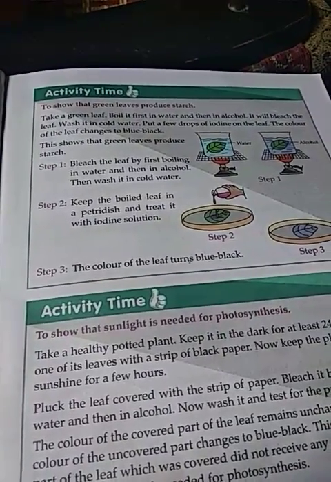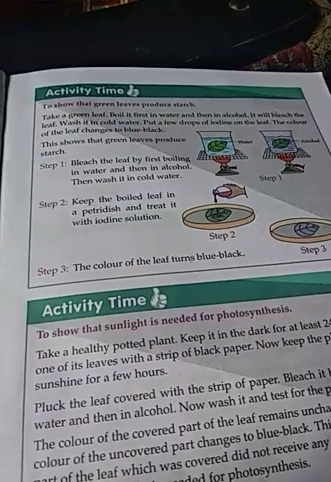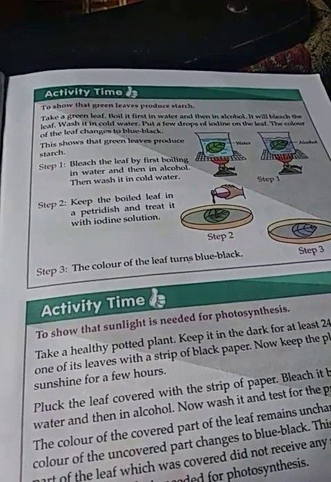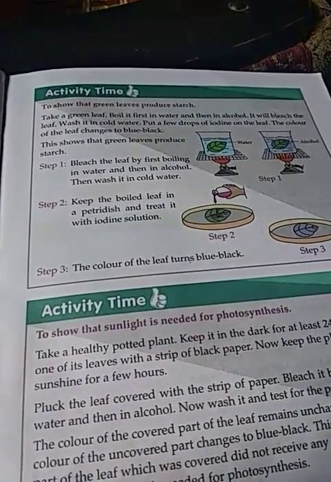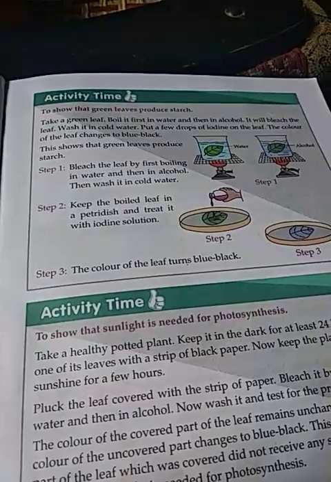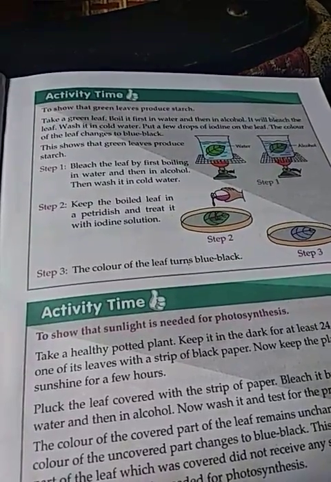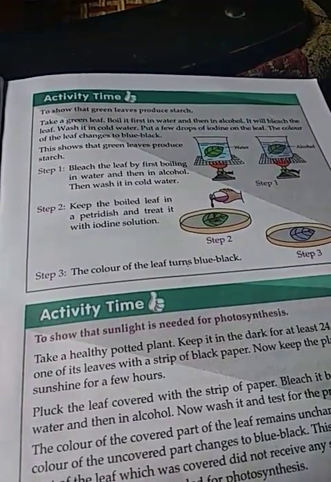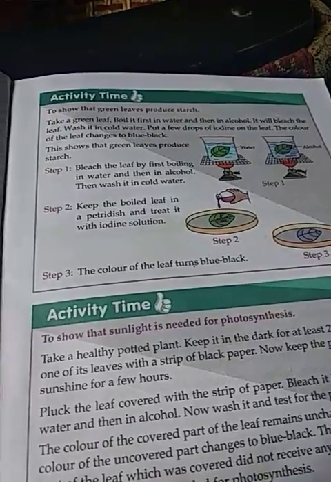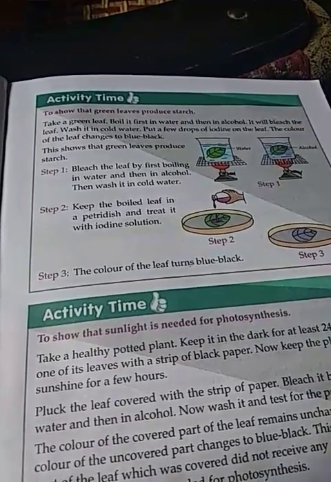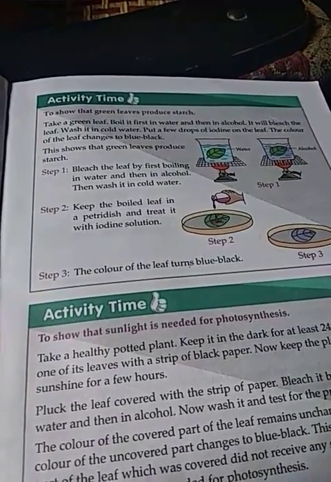After we boil the leaf, we will wash it in cold water, and then we will put it in a dish, put a few drops of iodine, and observe the color of the leaf.